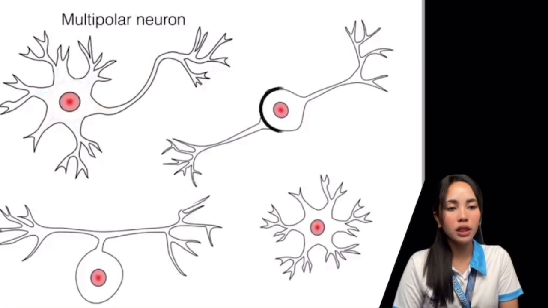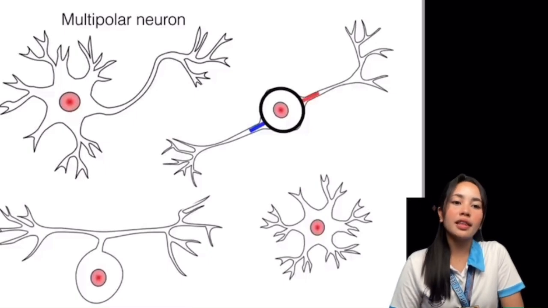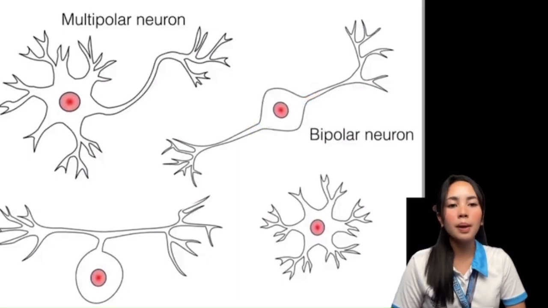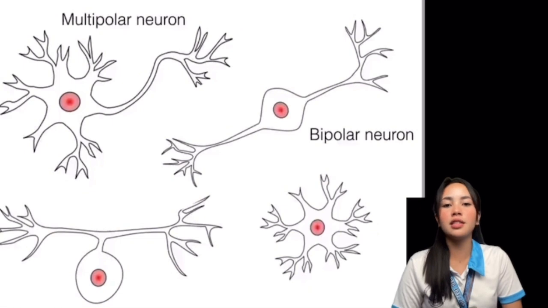Look at the next one. We find the cell body again. How many poles do we have coming off of it? We've got the axon coming out and dendrites coming in, and so we call this a bipolar neuron. Bipolar neurons are very rare. They transmit information from the receptors in our eyes, receptors in our nose.